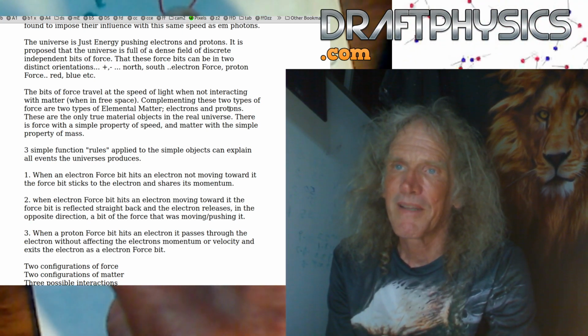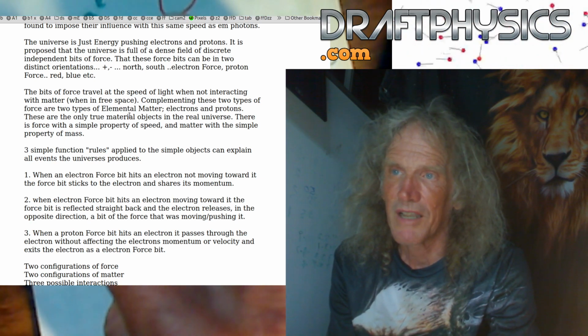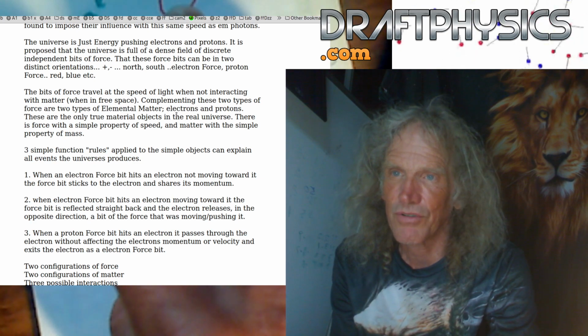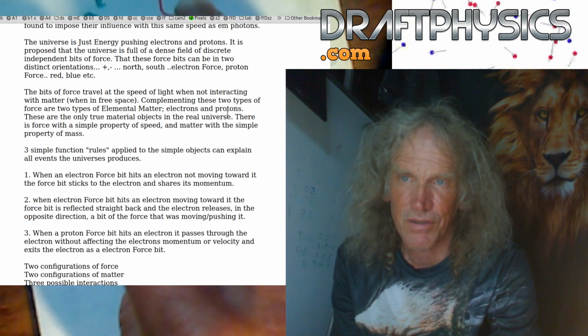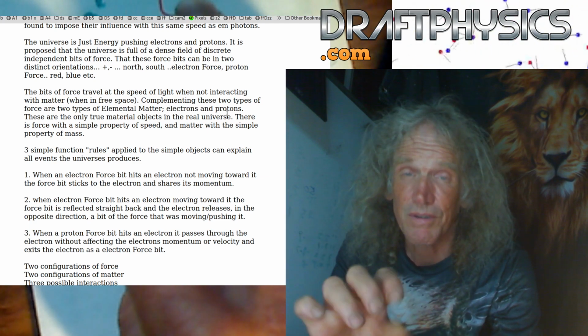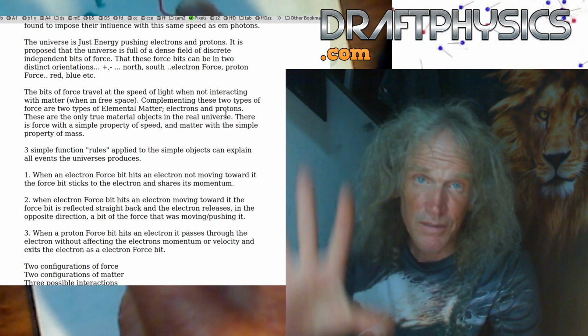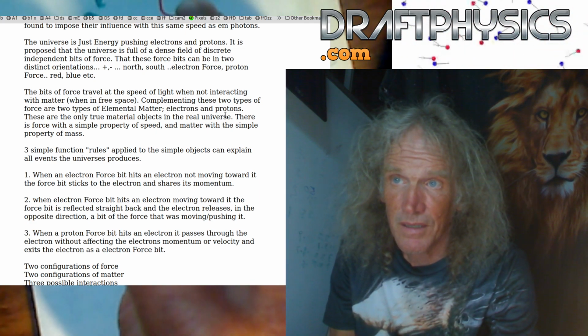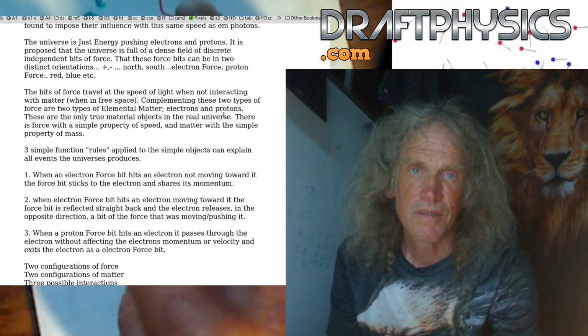All right, complementing these two types of force are two types of elemental matter. So there's only two types of elemental matter. There's only electrons and protons. There's no other matter in the universe. So those are the only things in the real universe. The real universe is just empty space, the little force bits flying all over the place, and electrons and protons.